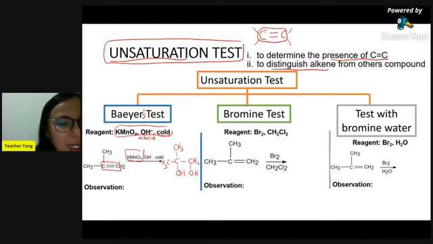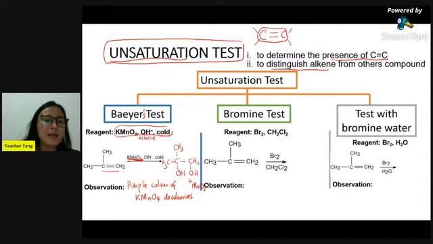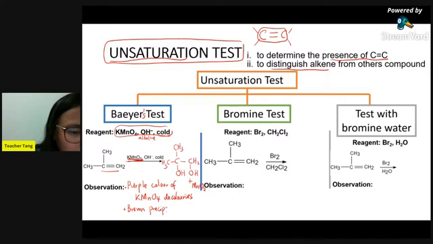This KMnO4 is purple in color. After it has reacted with alkene, this purple color of KMnO4 will be decolorized. So that is the observation: the purple color of KMnO4 decolorizes. And you will also get MnO2, manganese 4 oxide. This manganese 4 oxide is a brown precipitate, so you will see a brown precipitate of manganese 4 oxide form.